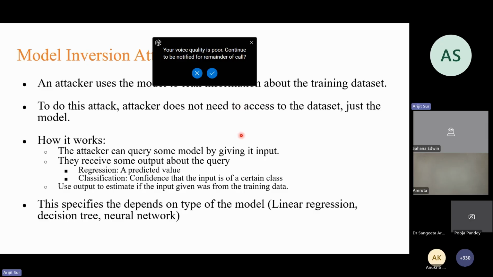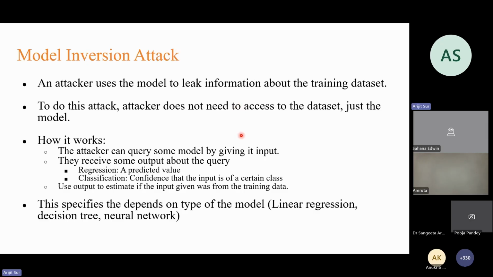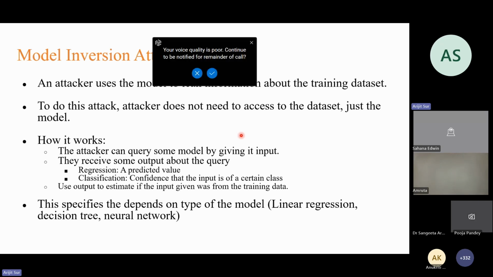Now this is the model inversion attack, another type of attack. Here the attacker tries to leak information about the training dataset. They want to know what the training data is. The attacker does not need access to the dataset, just the model. They don't have the dataset, but they have the model.